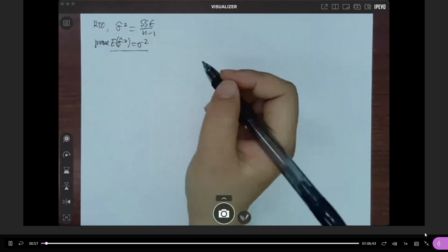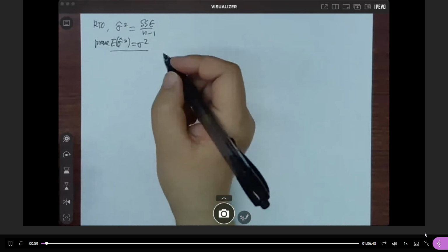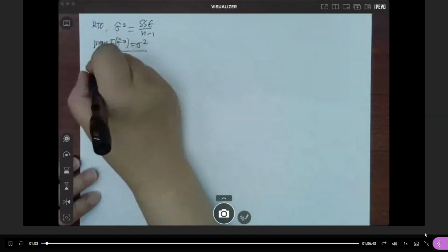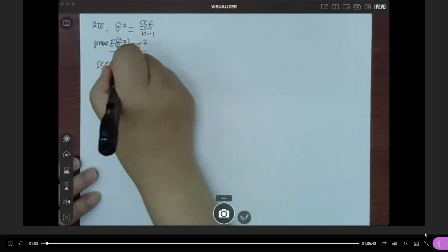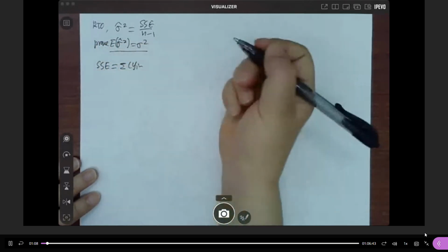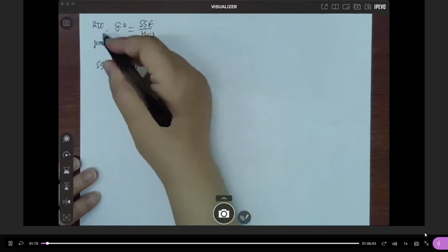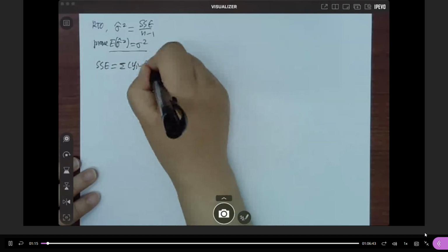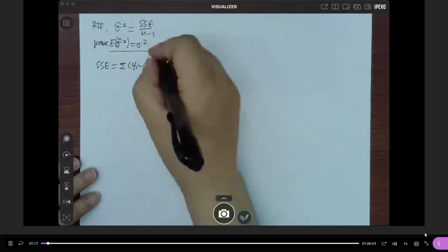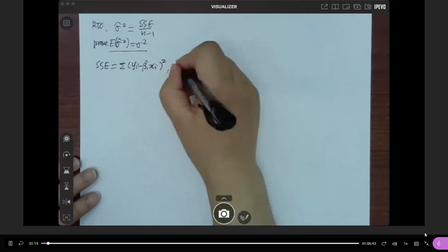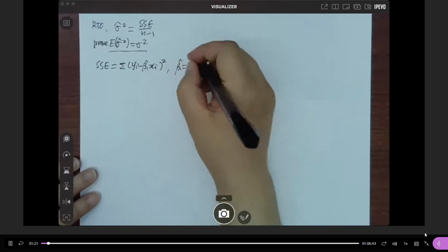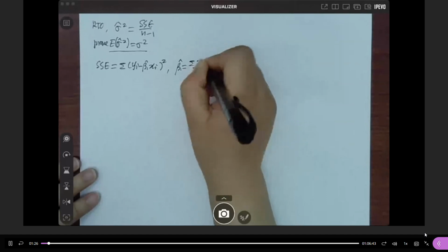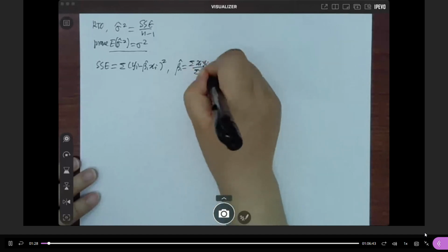So we start from just writing out what SSE is. It's the summation of yi minus y hat. Y hat in the context of RTO is just beta 1 hat xi, and this is y hat squared. And we also know that beta 1 hat equals the summation of xi yi over the summation of xi squared.